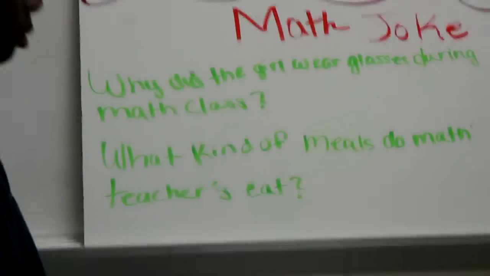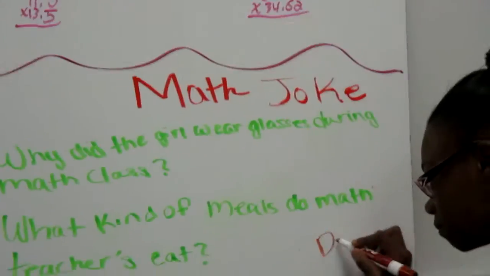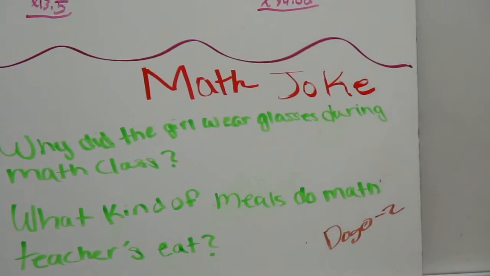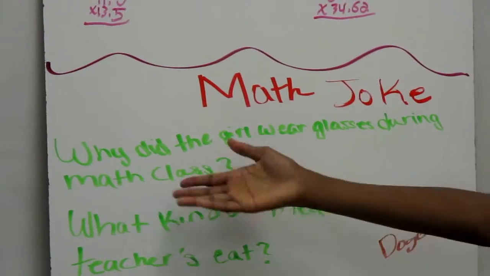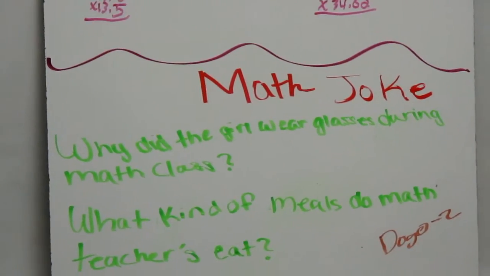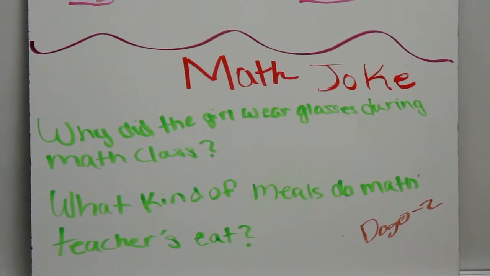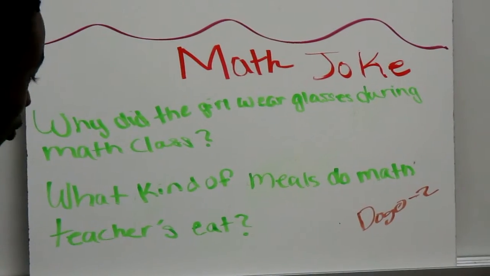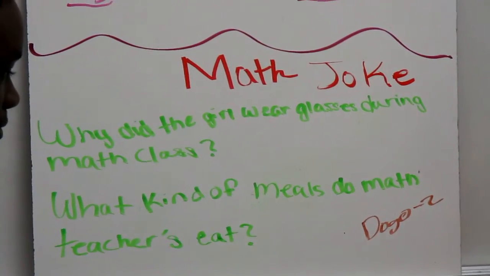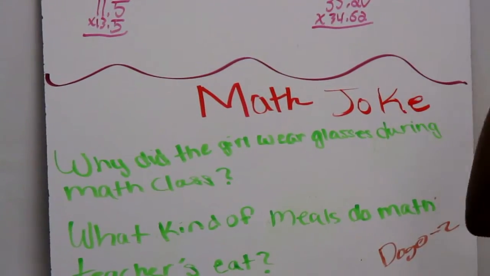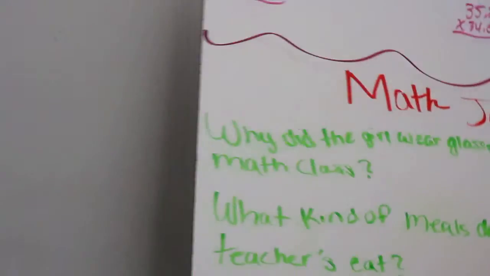Okay, so for our math jokes, you might get a Dojo. I'm not sure, but you might get a Dojo. 2 Dojos, matter of fact. And so now here are our math jokes. Math joke number 1. Why did the girl wear glasses during math class? What kind of meals do math teachers eat? If you figure those out, you might get a Dojo. Woo! Bye, guys. Trinity, you will get a Dojo. You will. Bye.